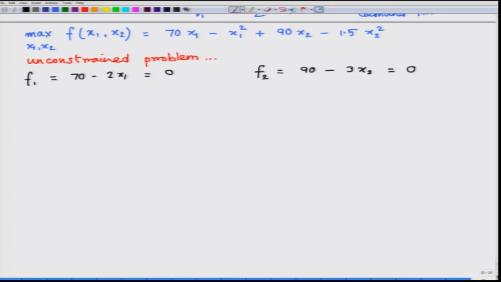Now, of course, there are two decision variables to solve and two equations. So, we can get the solution x1 star equal to 35 and x2 star equal to 30. Now, this is the first order condition and this is the solution to the problem, but we have to test whether this is indeed giving a maxima or a minima. So, now we have to look for the second order condition.